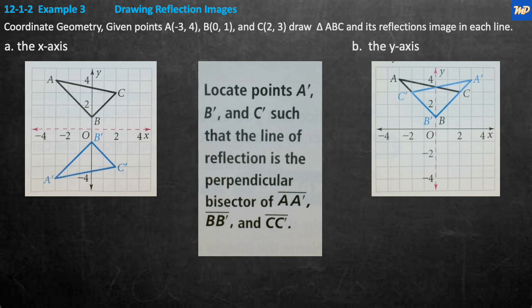Okay, so we got reflecting across the x-axis and reflecting across the y-axis. So if we reflect across the x-axis, let's see, it says locate points A prime, B prime, and C prime such that the line of reflection is the perpendicular bisector of AA prime, BB prime, and CC prime.